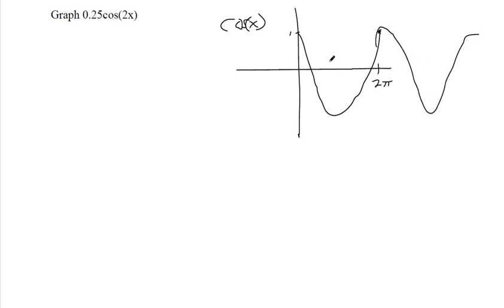Okay, so cosine of x starts at the peak of the amplitude. Sine of x does the same type of graph, except it starts right in the middle of the sine wave. Okay, that's what sine of x looks like. This is the graph of cosine of x.